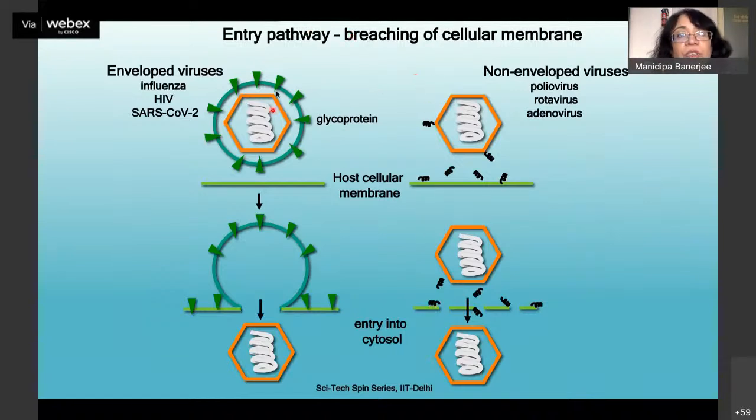There are two ways in which enveloped and non-enveloped viruses do it. Non-enveloped viruses carry certain components which can just break the cellular membrane. And enveloped viruses typically carry out something called membrane fusion. So remember, they have a lipid envelope, and their lipid envelope fuses with the cellular envelope, which is also made of lipid. And the viral genome can be released inside the cytoplasm. So the SARS coronavirus enters through this membrane fusion process. It fuses its lipid envelope to the cellular membrane. And that is how it gains access to the cytoplasm.